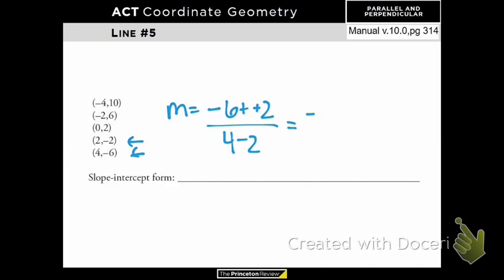That becomes addition, so I get negative 4 over 2. So just negative 2. So y equals negative 2x. Y-intercept is positive 2, so plus 2.